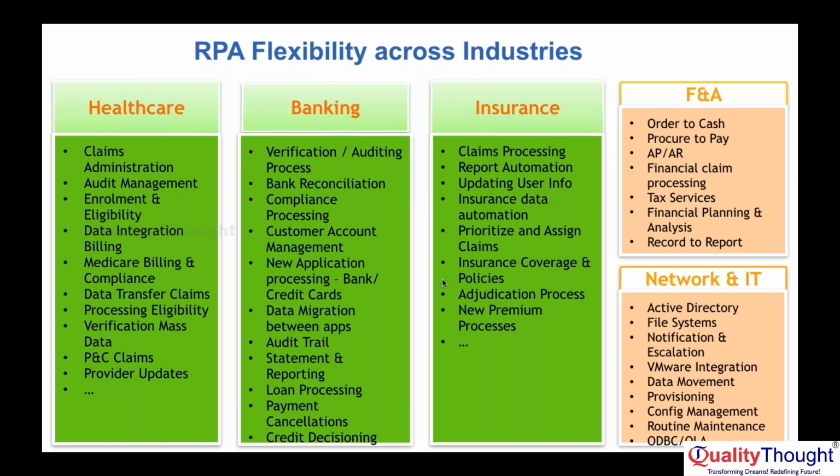This is very similar to your healthcare. Insurance is also mostly about claims processing, insurance data automation, and insurance coverage and policies. If there are any new policies that people are taking, what are the conditions that you are supposed to impose, depending on their age, their location, their income source, or the risk factor, and how was their previous record, and all those details. These are all the fixed rules that they have, or they keep changing.